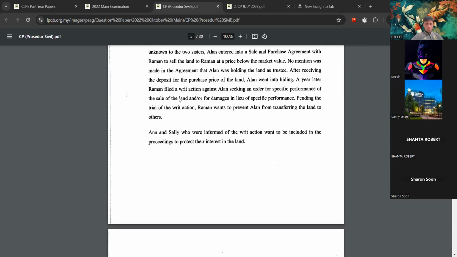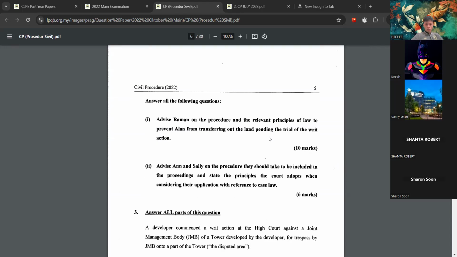A year later, Rahman filed a writ action against Alan seeking specific performance and or damages in lieu of specific performance. Pending the action, Rahman wants to prevent Alan from transferring the land. So, Cindy, to respond to your question, private caveat, I don't think it's relevant to this topic. But an injunction will be enough because you see, it's 6 marks only.